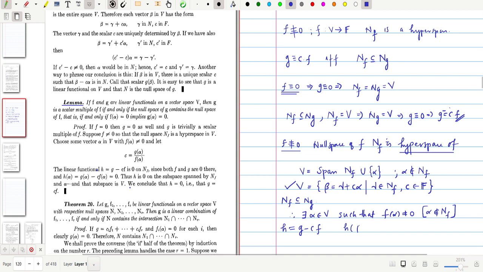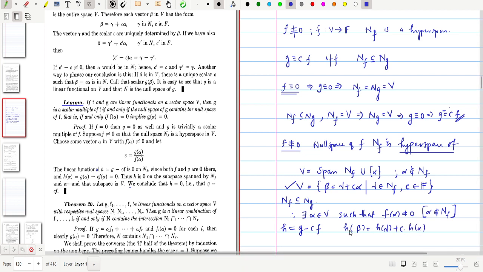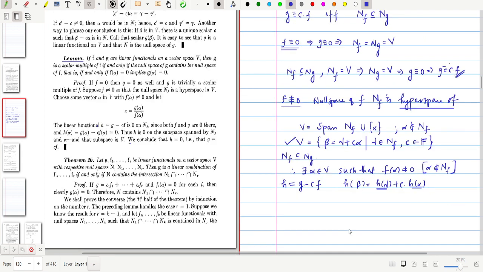h of beta can be written as h of gamma plus C times h of alpha. So in order to prove h of beta is equal to 0 for all beta belongs to V, it is enough to show that h of gamma equal to 0 for all gamma belongs to NF, and h of alpha equal to 0 for this alpha and C belongs to F. So it remains to show that h of gamma equal to 0 for any gamma, and h of alpha equal to 0. That is enough to get that h is a 0 function.